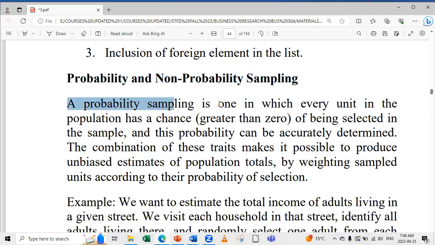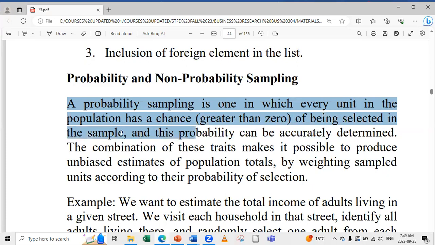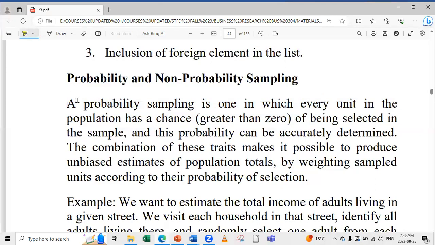A probability sample is one in which every unit in the population has a chance greater than 0 of being selected in the sample. This is what I want. And this probability can be accurately determined.